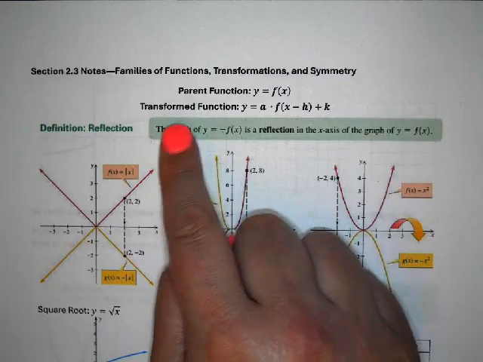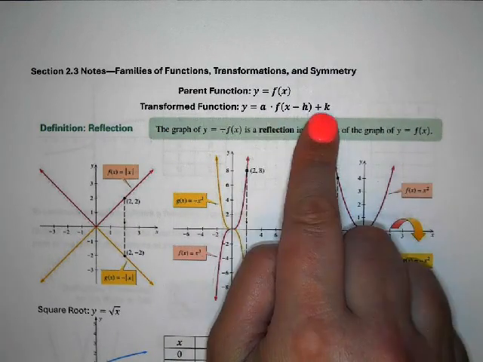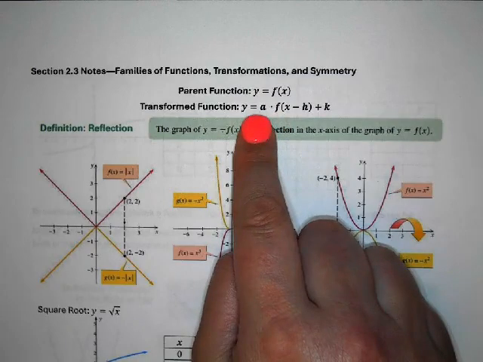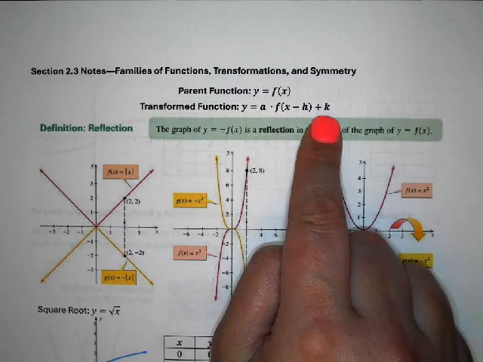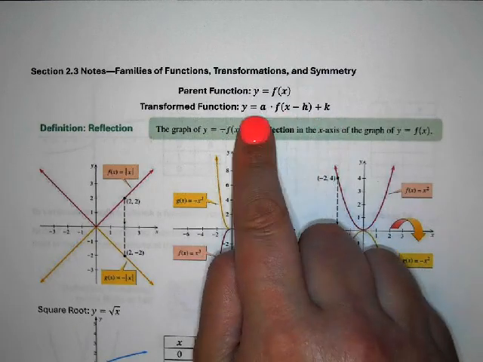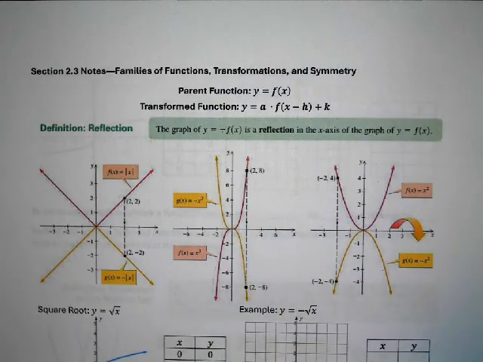A transformed function, or a parent function that has transformations, is going to look like this. It's going to have a in the front, that's the coefficient, h inside, and then k on the end. And we're going to look at what numbers in each of those positions would do and how they would transform the function, or how they would move the function, how they would adjust the function to maybe make it a different size, or maybe shift it left, right, or maybe reflect it over an axis.